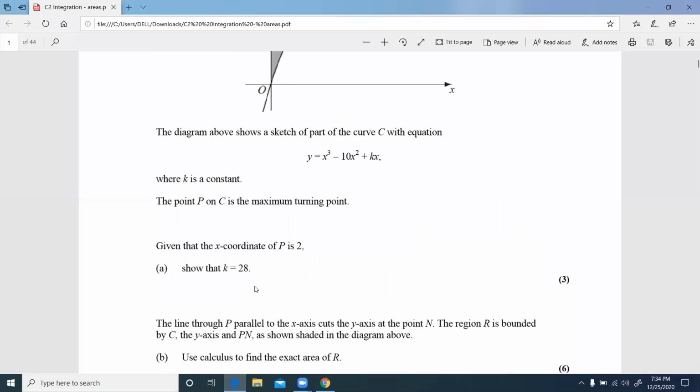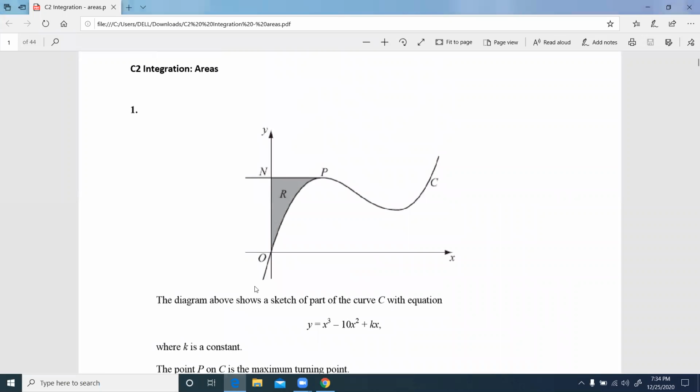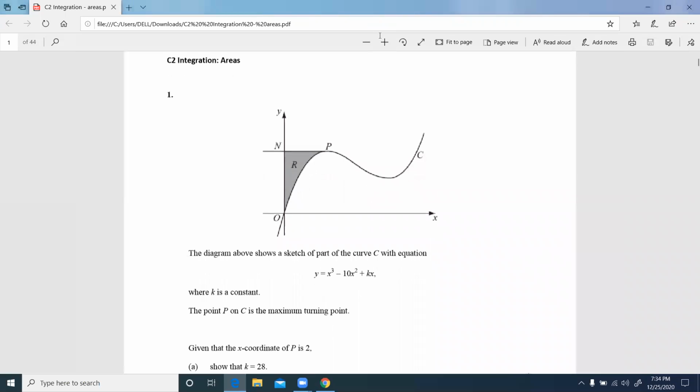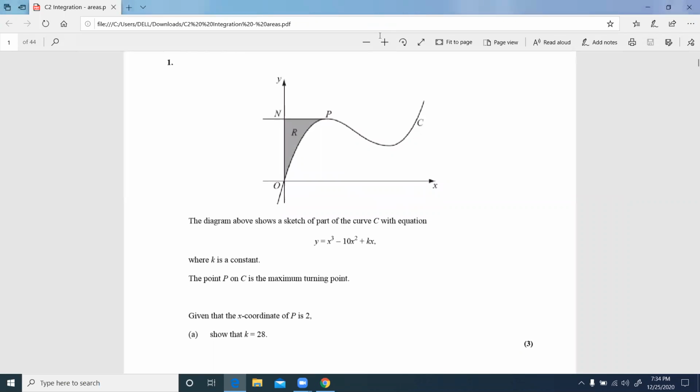Right. Okay. So over here, if you come up with this question, we are discussing the areas under a curve. So let's go to the question initially. Let's read out a little bit of it. They mention the diagram below, sketch the part of a curve C with the equation y equals x cubed minus 10x squared plus kx, where k is a constant. The point P is a maximum turning point, given that the x coordinate of P is 2. Show that k equals 28.